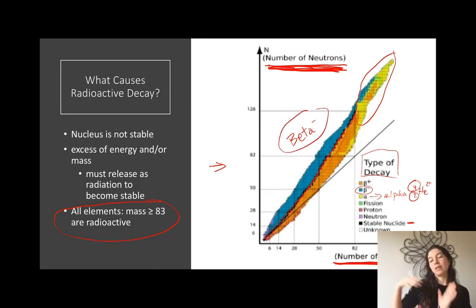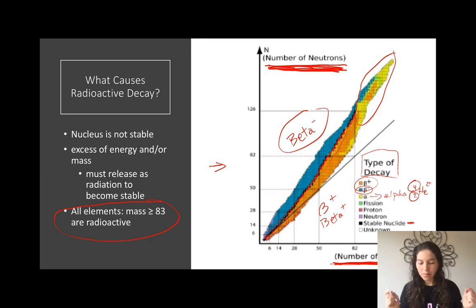Isotopes on the other side of our stable nucleus center have a high number of protons in relationship to their neutrons. So they tend to decay via a process called beta plus, or you might hear it called positron emission. We're going to go over all these in detail. But you can see that it allows the nucleus to reduce its number of protons and get closer to being a stable nucleus.